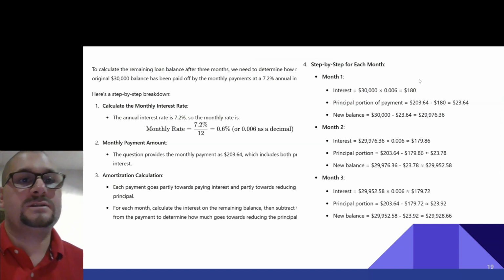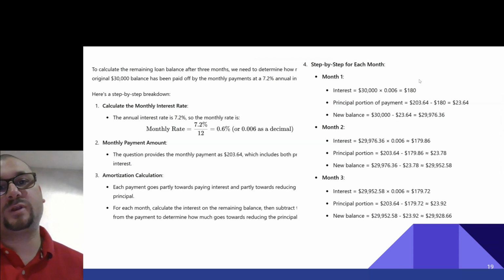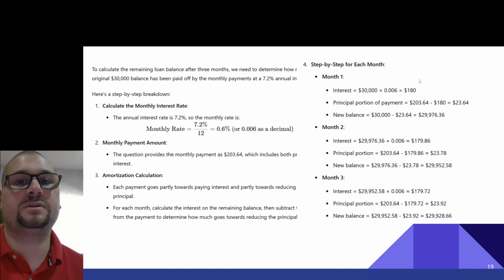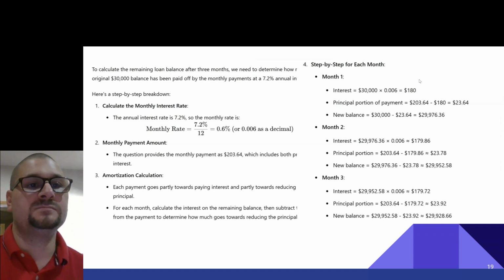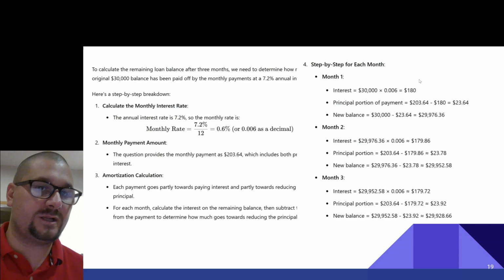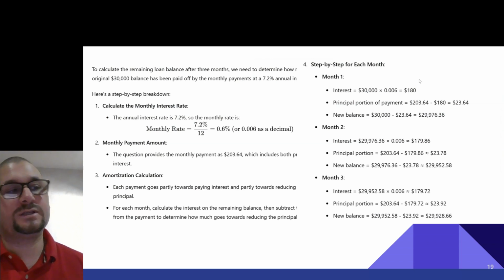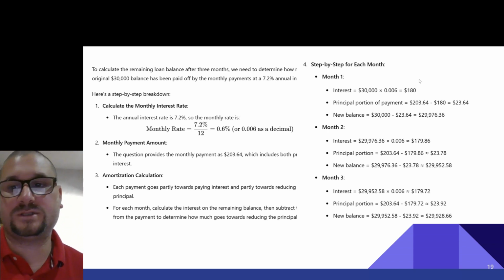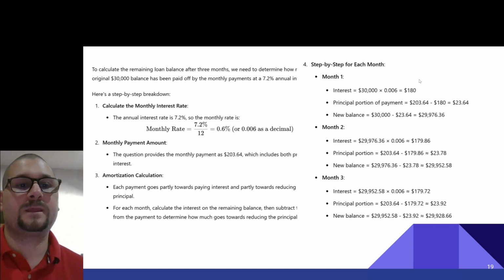To calculate the remaining loan balance after 3 months, you need to determine how the original $30,000 balance has been paid off by the monthly payment at 7.2% annual. So let's calculate the monthly interest rate. We take the interest, divide it by 12, and you get the monthly interest rate. 7.2% divided by 12 is 0.6%, or 0.006. The question provides the monthly payment as $200.